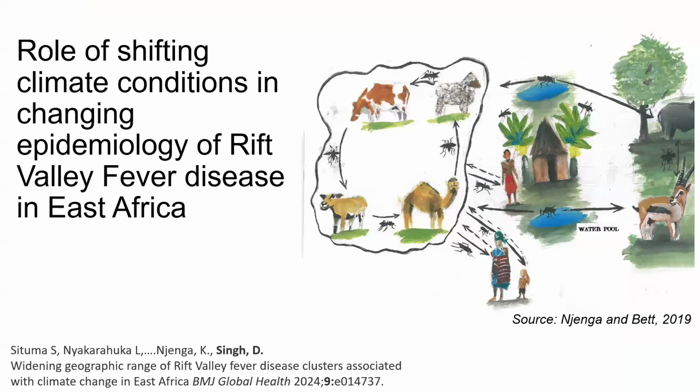And so we did this recent study. I wanted to share some results from this recent study that we did on understanding how changes in climate conditions are impacting the epidemiology of Rift Valley fever. So Rift Valley fever is a vector-borne disease that originated in Kenya in 1931. And since then, it has spread to sub-Saharan Africa as well as to the Middle East.